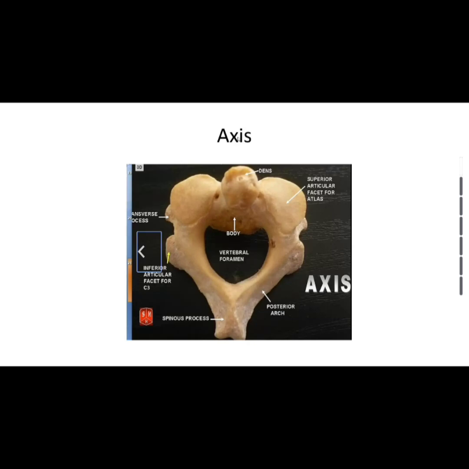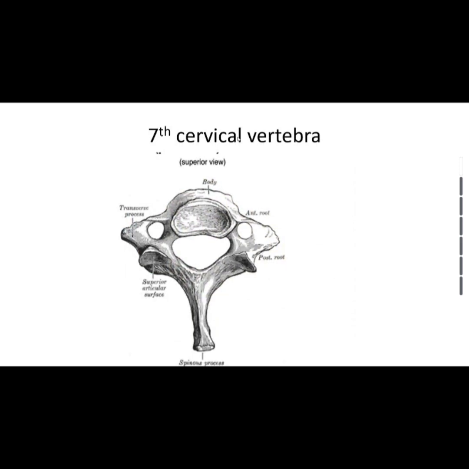Then the seventh. We said one of the things about the seventh is the spinous process. It has one of the longest spinous processes. It's not bifid, and the foramen transversarium is very small. So it's considered to be an atypical cervical vertebra.